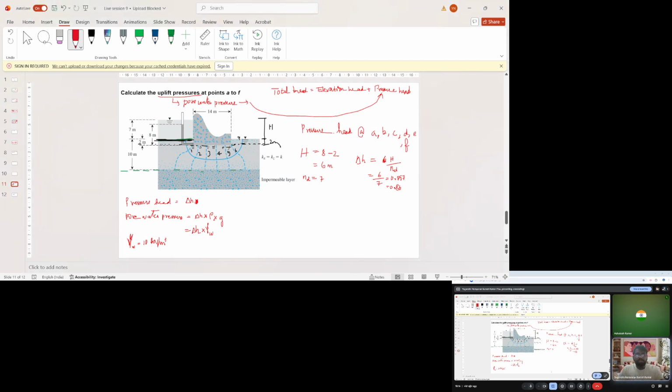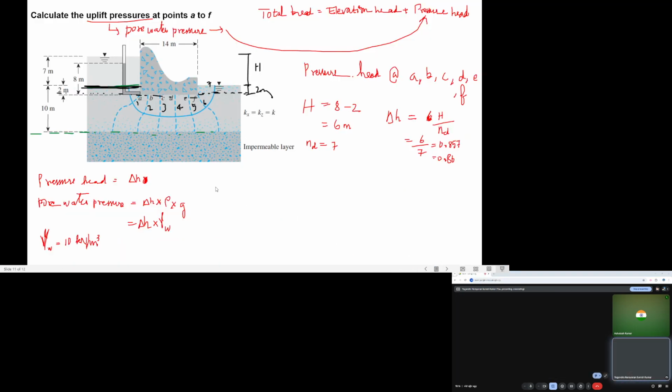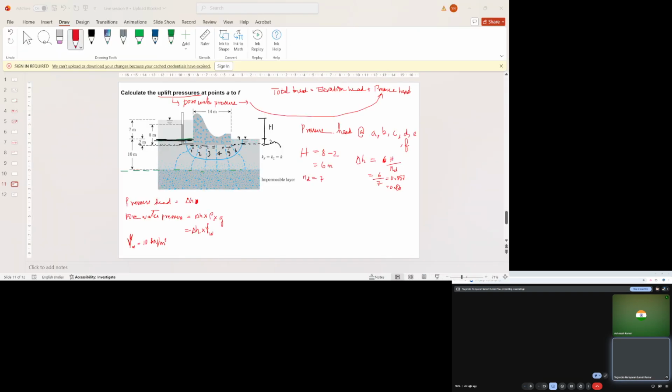Sorry. So you have to calculate pressure head at each point, right? So, what will be the pressure head at A?